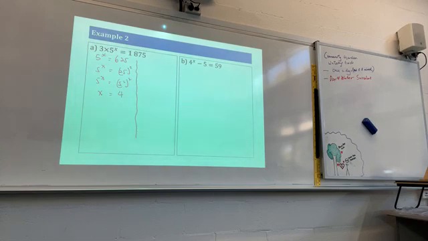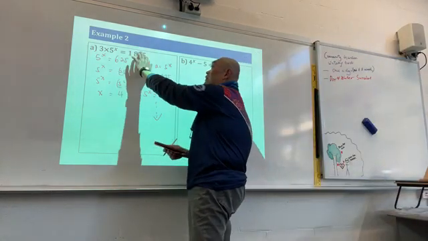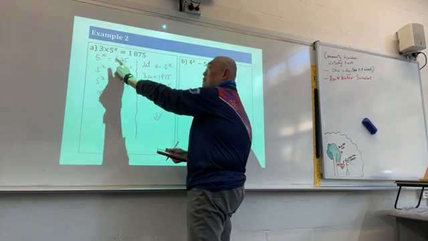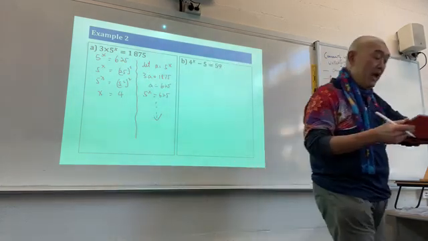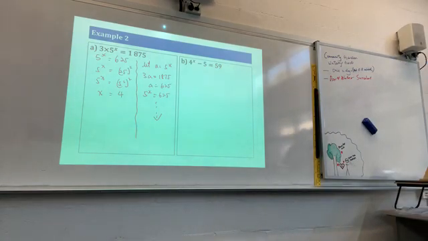Or you can let a equal 5 to the power of x. So 3a equals 1875. a therefore equals 625. And 5 to the power of x equals 625, and follow the steps. It really doesn't matter. If you can see it straight away, do it. If not, you let a, or any letter, equal 5 to the power of x.